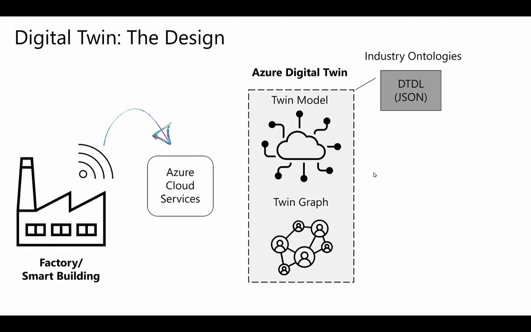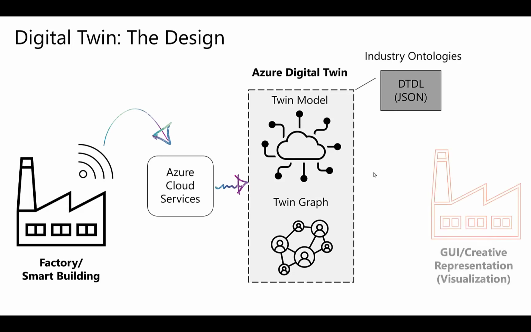Of course, second element is the twin graph. So eventually there are relationships that exist within your setup. For example, floor 1 has 10 rooms. So how do you define the relationship between floor and the rooms? That's where you bring in the twin graph. And eventually the data will move from the cloud service onto the twin. That's where you can actually explore using Twin Explorer. We'll see that in a few seconds.